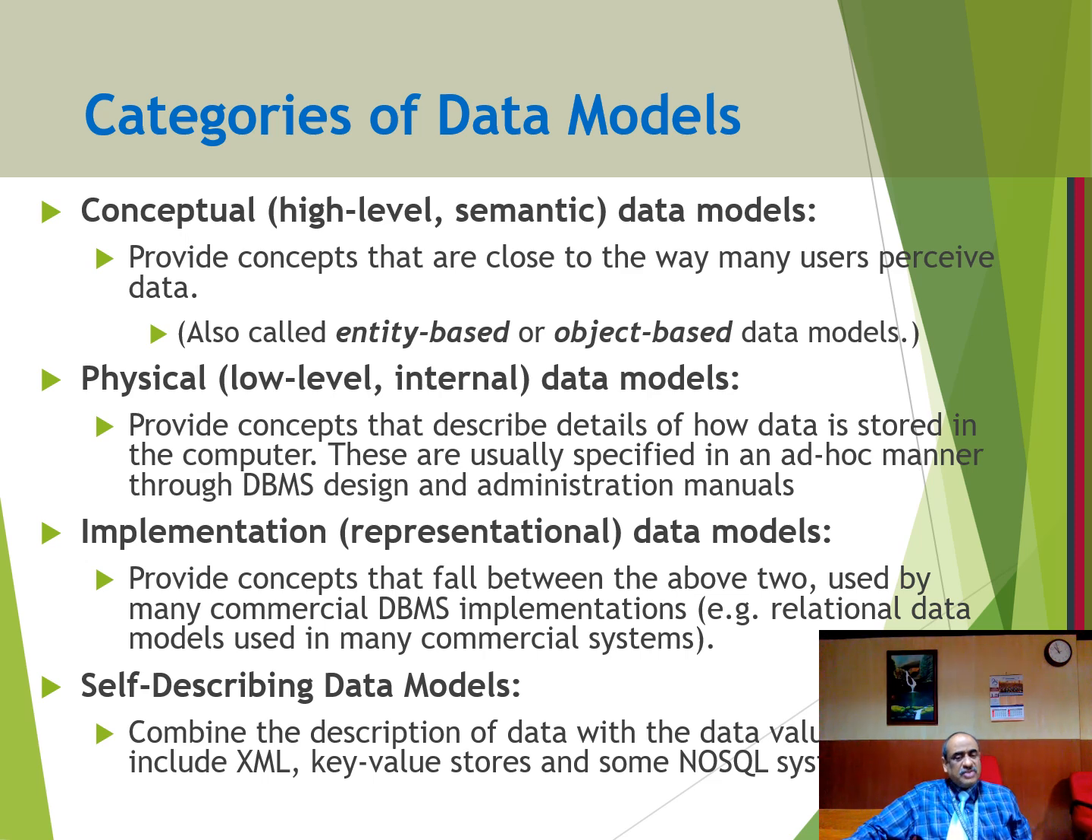Now, these four models are the different categories of the data models. Let me revise what we have seen so far. What is a data model? Then what is the information related to the data model, and the different categories of the data model?